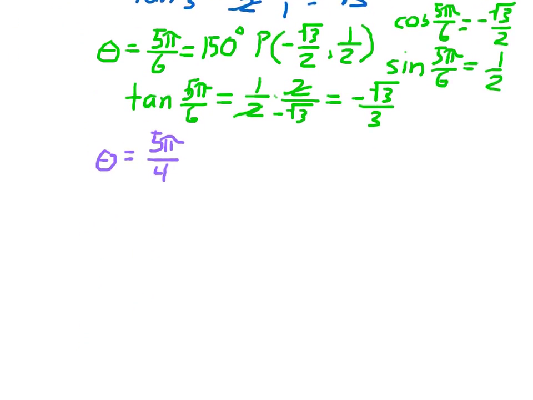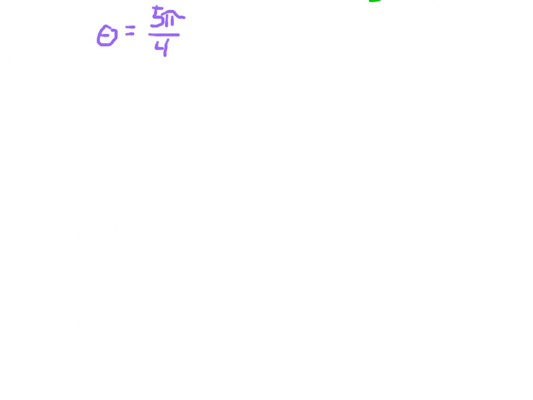The last angle, theta equals 5 pi over 4, is also 225 degrees. Notice that this is a multiple of 45. So I know that the coordinates of this point are going to be combinations of plus or minus square root 2 over 2. Because we're in the third quadrant, I know that they're both going to be negative. So the coordinates here are negative square root 2 over 2 and negative square root 2 over 2.